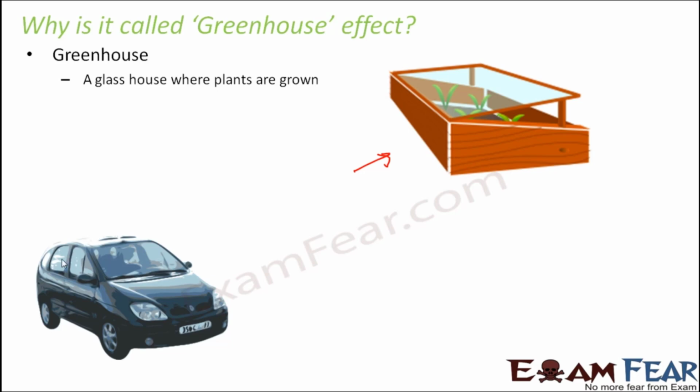Why? Because the glasses allowed the solar radiation to enter inside the car. When solar radiation entered, the seats inside the car, everything became hot. So they emitted infrared radiation, but the infrared radiation was not allowed to escape out of the glass. As a result, all the heat got blocked inside the car, and the temperature inside the car increased a lot. So this greenhouse effect can also be seen inside a locked car.